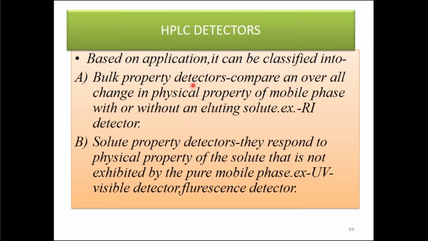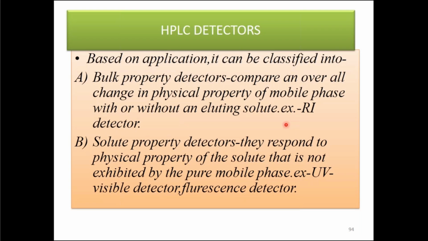So therefore, for this detector to be sensitive, you need a large difference in the physical property that you are measuring between the mobile phase and the eluting solute. Then the sensitivity will be high. If the two have very similar physical properties, say for the refractive index detector, the physical property measured is refractive index. If the refractive index of your solute and the mobile phase is very similar, then a large amount of solute has to be eluted to give a difference and to detect the presence of the solute.